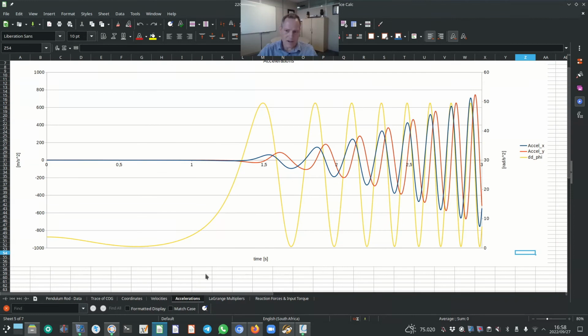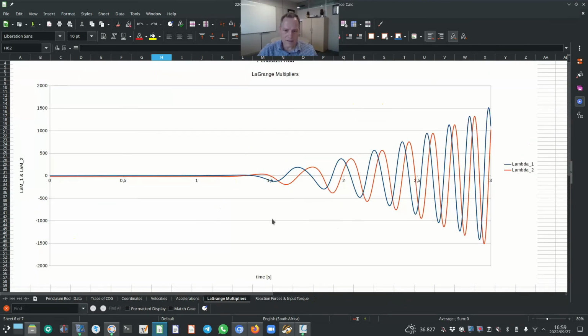All right, so our X and Y accelerations are plotted against the primary Y axis. It goes up all the way to almost 800 meters per second squared. The rotational acceleration varies also periodically, but the amplitude of the angular acceleration does not change. It remains the same, although the period does shorten.